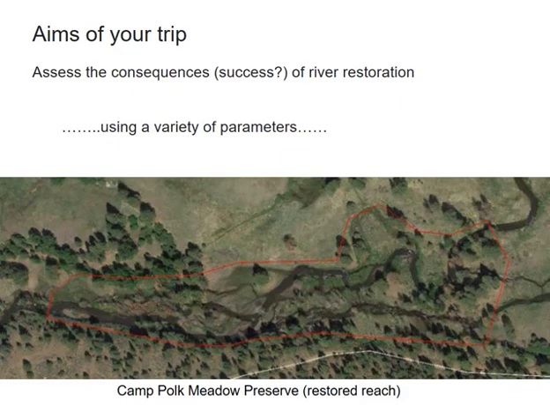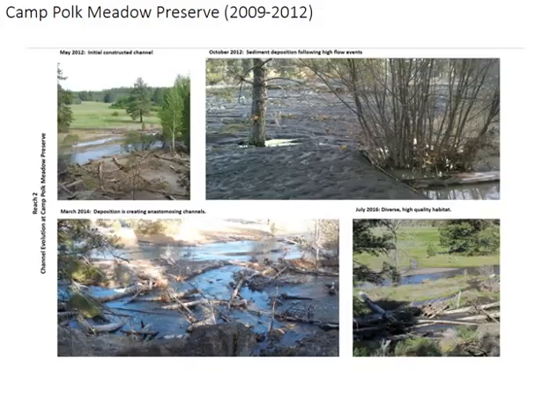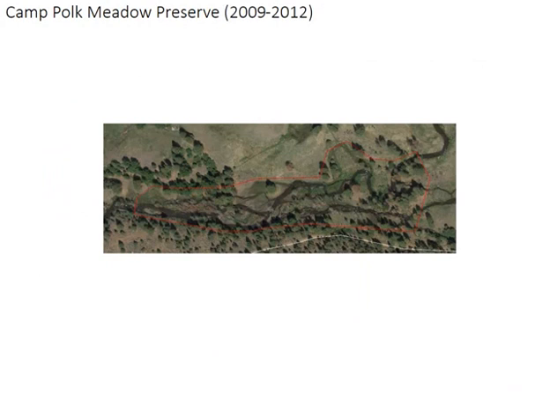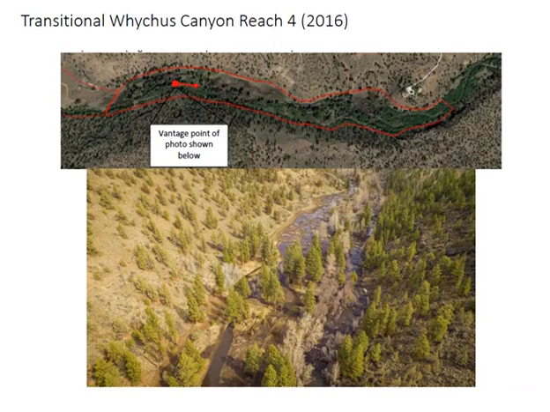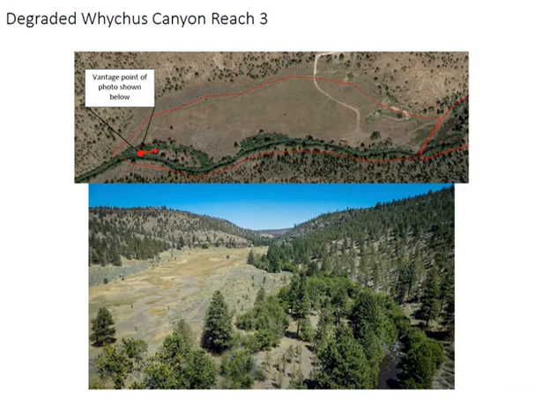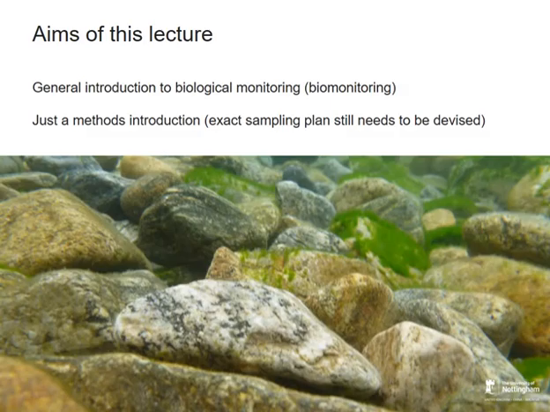So the idea is you're going to use a bunch of parameters to look at these different stretches, reaches of a river, that have been restored in different ways. This one was restored in 2009 to 2012, so it's got a kind of diversity of habitats. This one was more recently restored, and then there's a third reach which is classed as degraded. So that's the overall rationale for the project as far as I understand it, but as I say, it's not my project, and we're here to give you some of the nuts and bolts of the methodology.